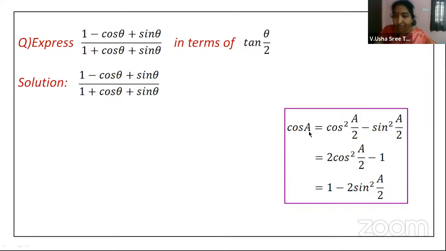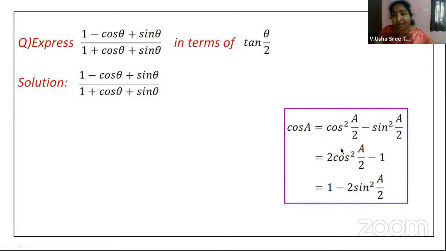If you have A by 2 over here, then it becomes A by 4 on the right hand side. So cos A is cos square A by 2 minus sine square A by 2, and it can also be taken as 2 cos square A by 2 minus 1, and you can also write cos A as 1 minus 2 sine square A by 2.